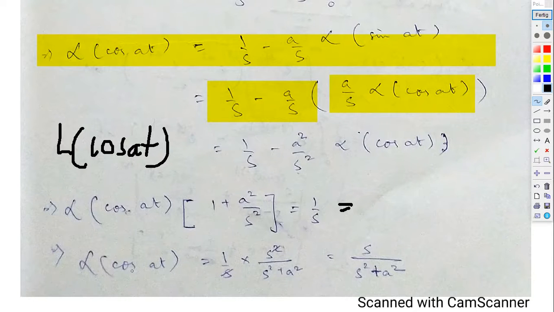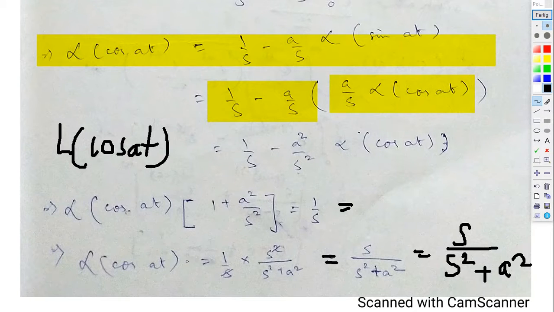So the Laplace of cos at equals 1 by s divided by 1 plus a squared by s squared, which is 1 by s times s squared over s squared plus a squared, and we get s divided by s squared plus a squared. This is the Laplace of cos at.